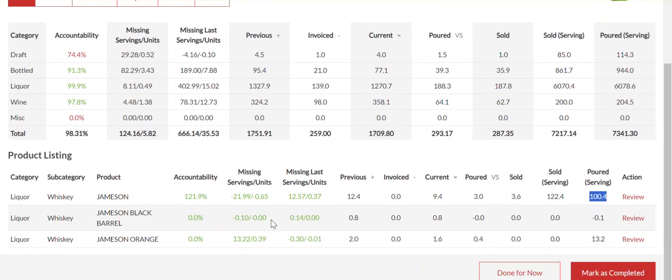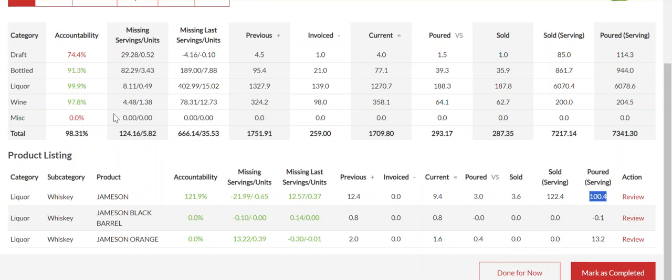But when we dig further and look at the other Jameson products, we notice that 13 servings of Jameson Orange were sold, but none was poured. So either the bartenders are ringing up the orange as Jameson, or perhaps we don't have a button forcing them to do that, but that accounts for at least some of that overage.